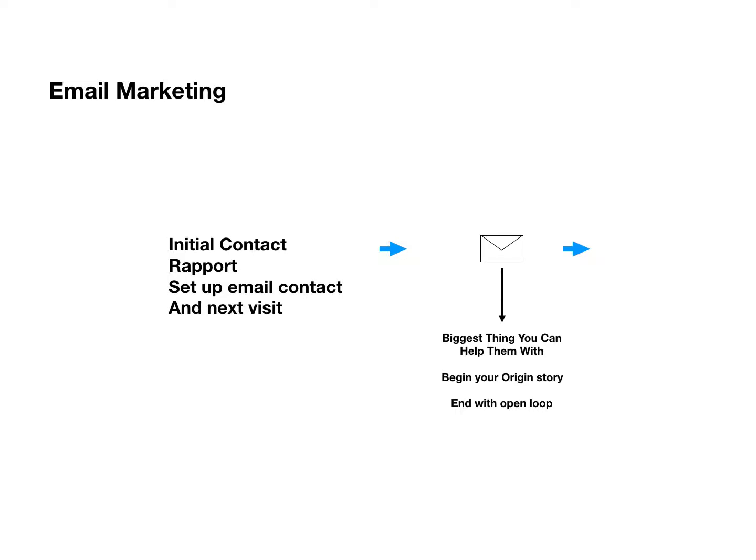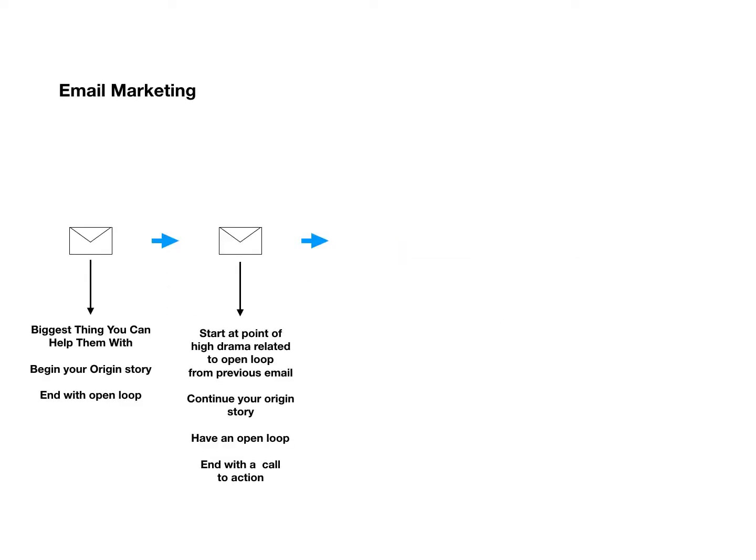And then you end with an open loop. So tell them something that you're going to tell them. This happened to me, and I'll tell you what I did to solve it for this customer in the next email. So they want to open the next email. And then email 2, you want to start a point of high drama related to the open loop that you created in the previous email, and continue your origin story a little bit, have another open loop, and then end with a call to action.